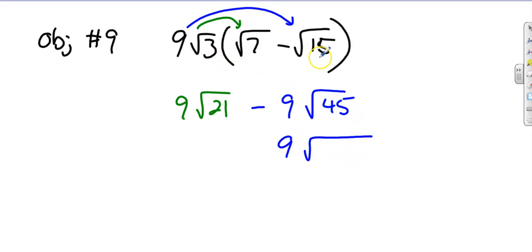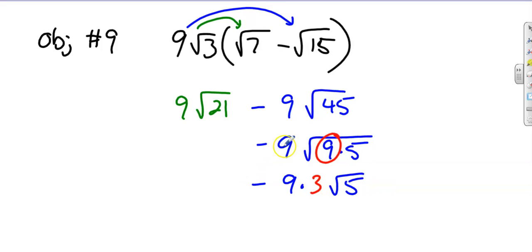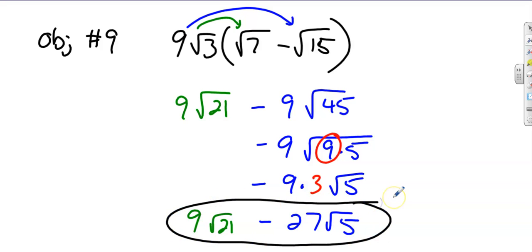Because 45, you could do 3 times 15. But again, if you think about 45, it's 9 times 5. 9 is that perfect square number, so we can make that a 3. So that's 9 times 3 times the square root of 5. So that would be 27 square root of 5. And we did have the 9 square root of 21 in the beginning. And for that one, that's as far as that one is going to go, because again, that's a square root of 21, that's a square root of 5. If they're different, you cannot add those two things together, so that one is as far as that one is going to go.